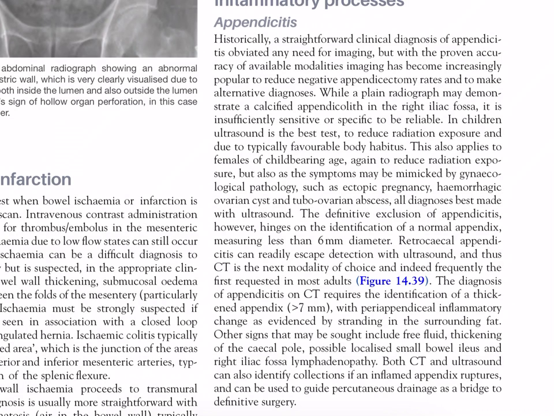Retrocecal appendicitis can readily escape detection with ultrasound, and thus CT is the next modality of choice, and indeed frequently the first requested in most adults. The diagnosis of appendicitis on CT requires the identification of a thickened appendix more than 7 mm with periappendiceal inflammatory changes as evidenced by stranding in the surrounding fat.